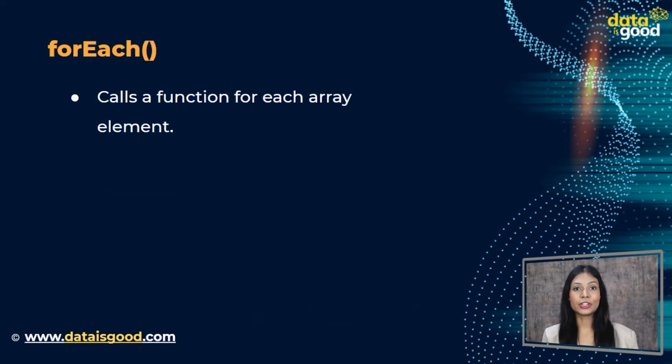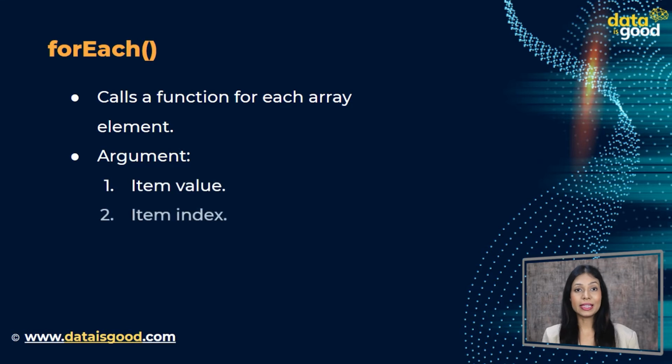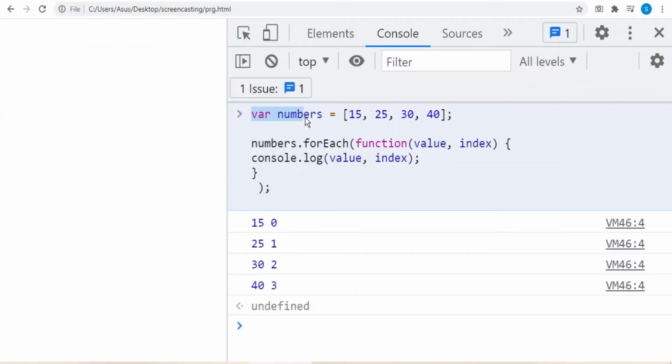forEach. This method calls a function for each array element and displays each element on the console. You will get a better idea with an example. It takes three arguments: the item value, the item index, and the array itself. Item value is required, but item index and array are optional arguments. We will use two arguments just for clarity. Variable numbers equal to 15, 25, 30, 40. numbers.forEach function value, index. Console.log item, index. Output 0, 15, 1, 25, 2, 30, 3, 40.